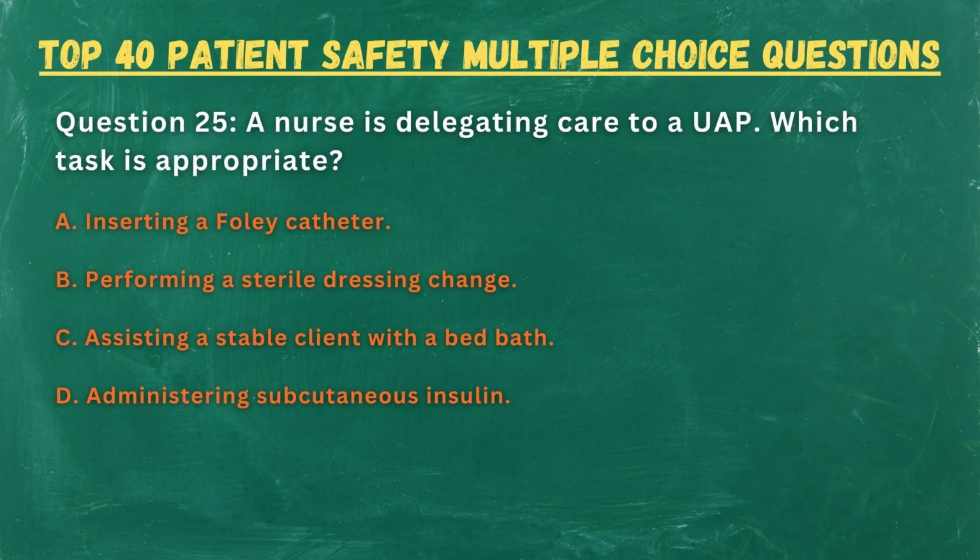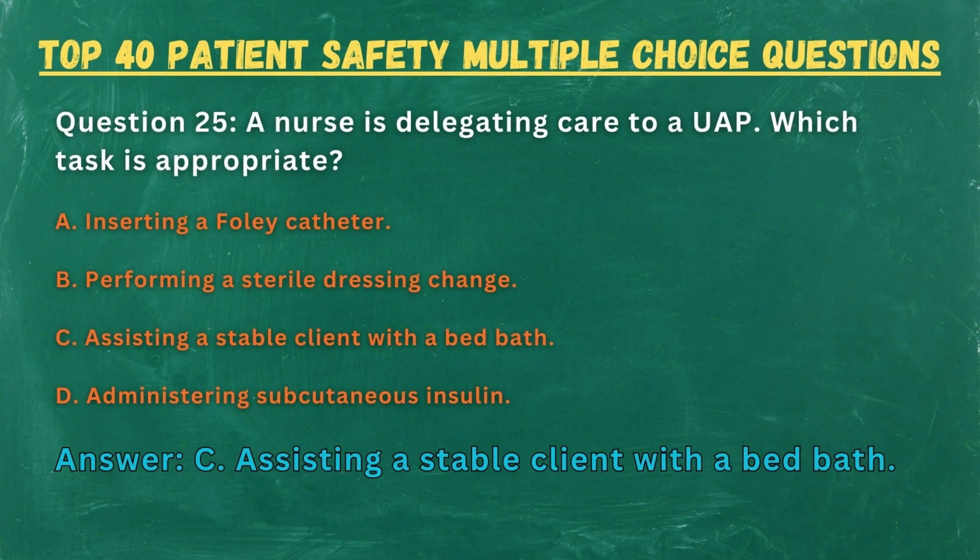Question 25. A nurse is delegating care to a UAP. Which task is appropriate? A. Inserting a Foley catheter. B. Performing a sterile dressing change. C. Assisting a stable client with a bed bath. D. Administering subcutaneous insulin. Answer. C. Assisting a stable client with a bed bath.